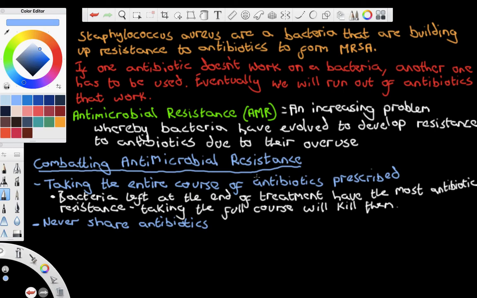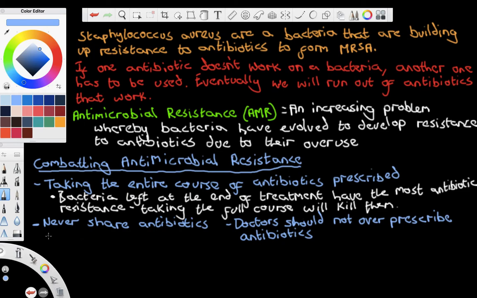At the same time, doctors shouldn't give antibiotics out too much. So we can say that doctors should not over prescribe antibiotics. So doctors shouldn't just give out antibiotics willy-nilly. They should only give them when they're really needed.